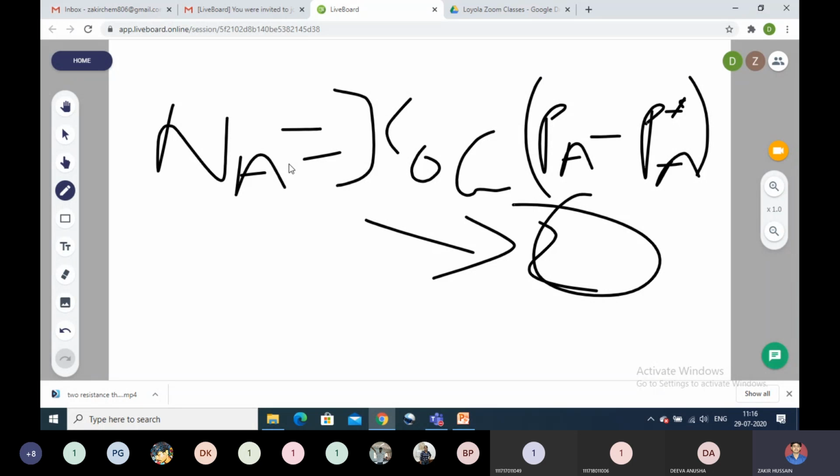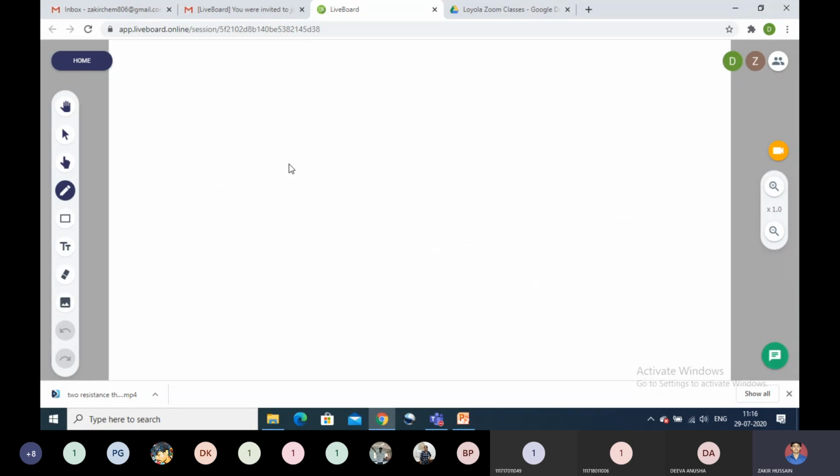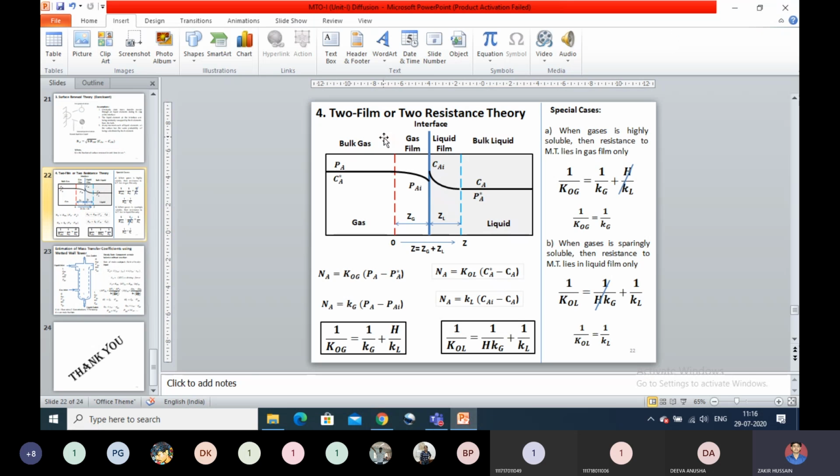Now for the individual mass transfer coefficients, for the overall we take the concentrations from initial to final. Individually, for the gas film, within this film we have to find out the variation of the mass transfer coefficient. The pressure term varies within the gas phase from PA to PAI. After this interface the liquid phase will start. Up to this interface only the gas phase will be there.